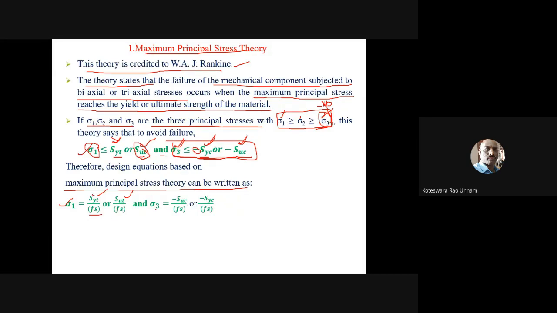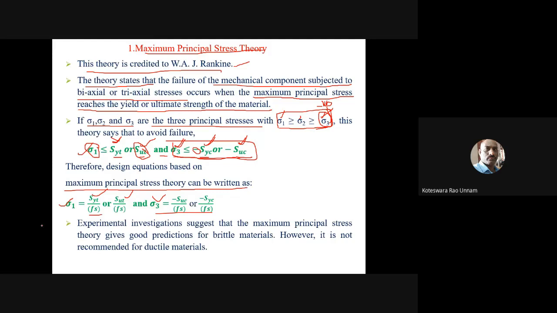So I can design the component like this. Similarly, when the maximum principal stress is negative in magnitude, that means if it is a compressive stress, you need to use these equations. In that case, you need to consider the compressive strength. But here, this is the important point we need to remember.